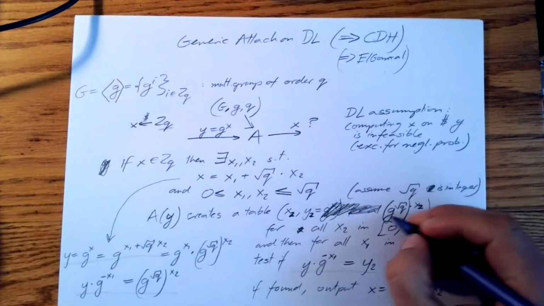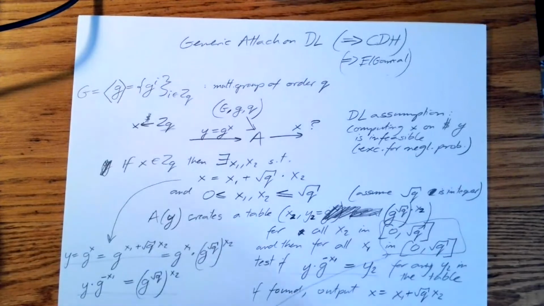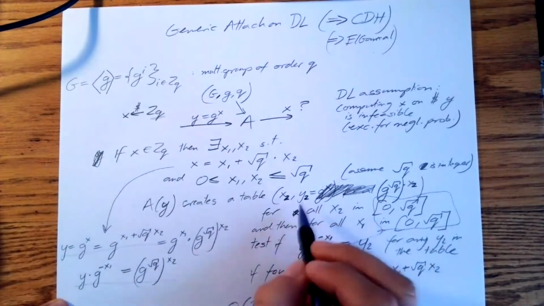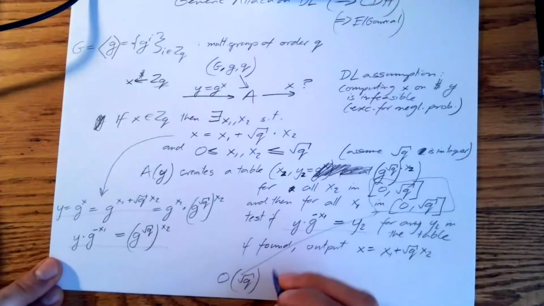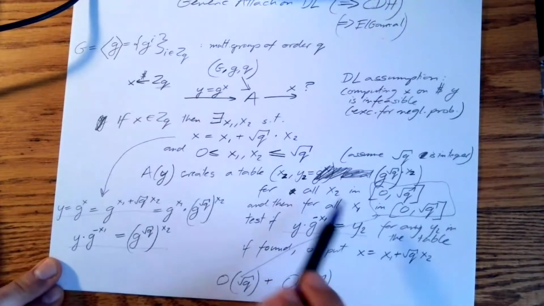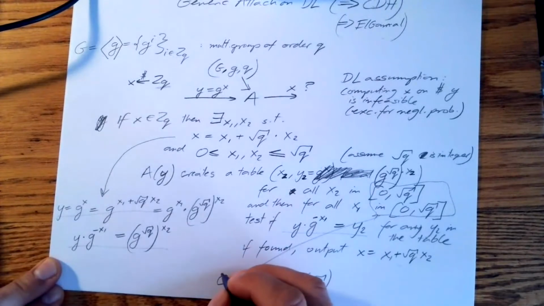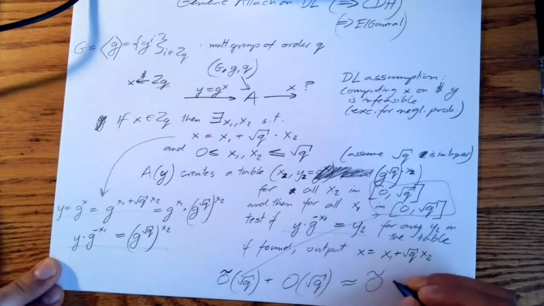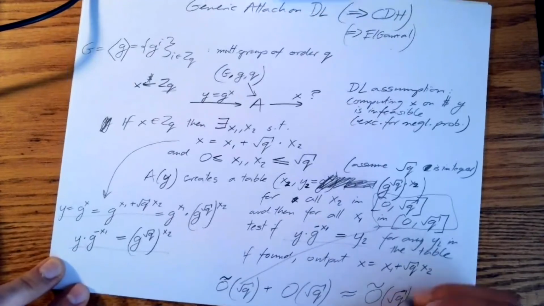And how much work did you do? You independently created square root of q of these exponentiations. And then you run square root of q testing, except that you also have to sort the table, right? So this is not exactly square root of q. You have to compute them and also sort them, but that's a logarithmic factor, because sorting adds a logarithm of this factor. So therefore, this is like this.